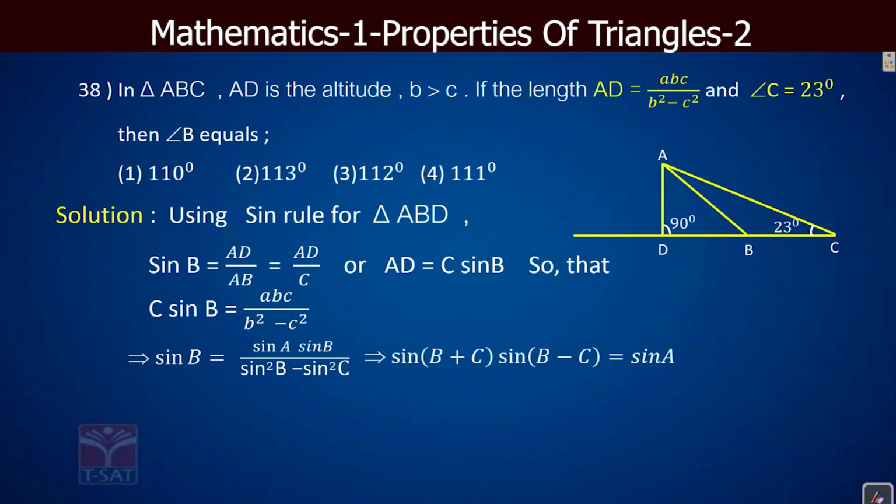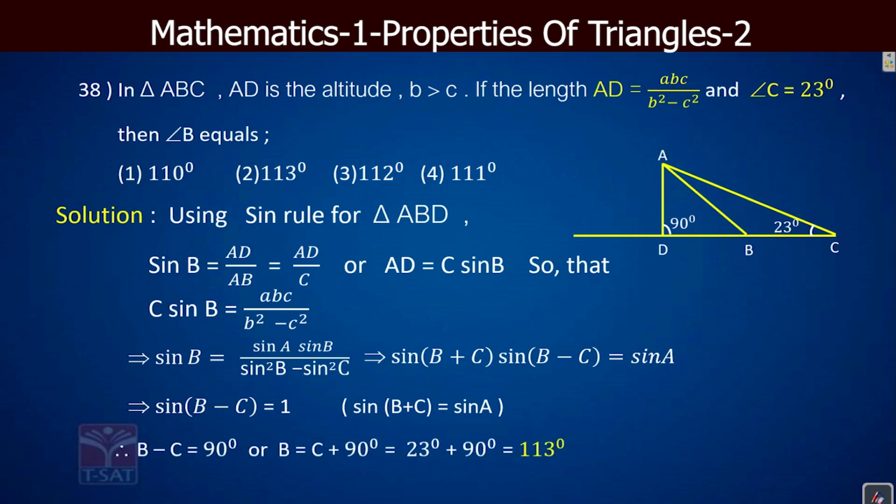So that indicates sine B plus C into sine B minus C. Of course, again sine B cancels, sine B plus C into sine B minus C is equal to sine A. So therefore, sine B minus C is equal to sine A divided by sine B plus C, but sine B plus C is sine A. Cancelling, sine B minus C is equal to 1, or B minus C is equal to 90 degrees, so B is equal to C plus 90, but you are given C is equal to 23 degrees. So therefore, 23 plus 90, 113, so 113 degrees. The option is number 2.